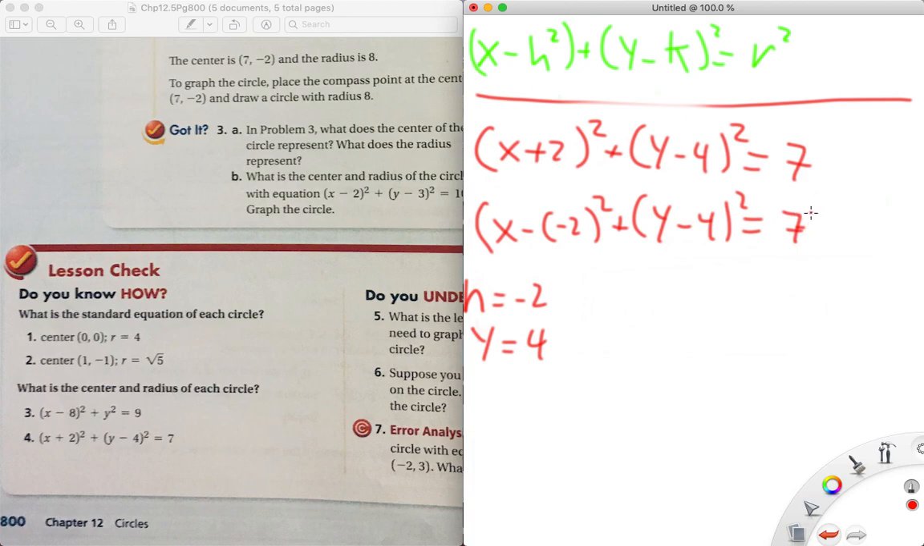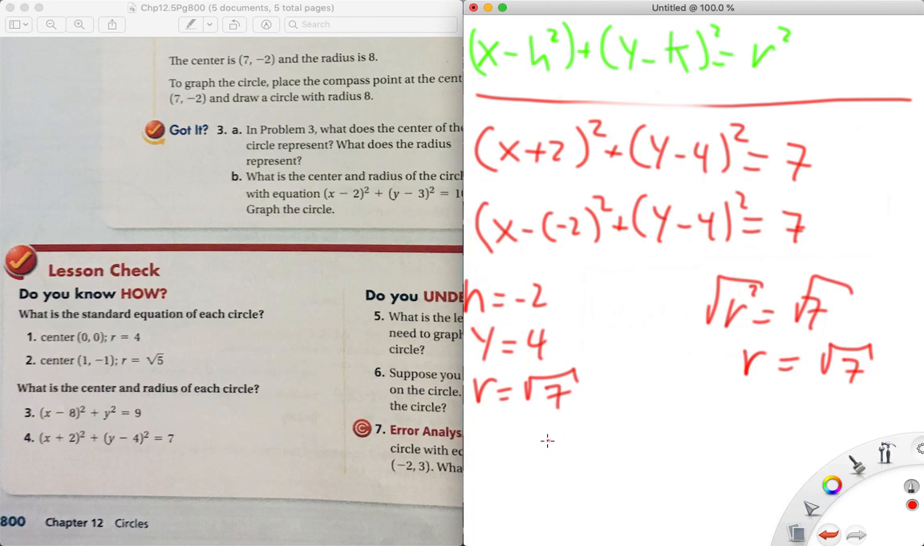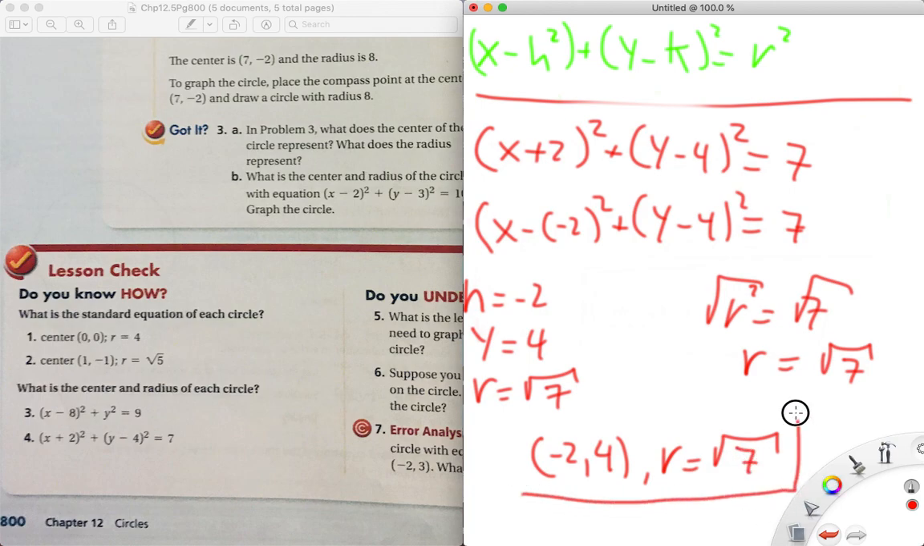So radius squared equals 7. Then I would just square root both sides, so then my radius would be square root 7. So in this case my radius is the square root of 7. When I write the coordinates out, it would be negative 2, 4 would be my center, and then my radius would be the square root of 7. This would be my answer right here.